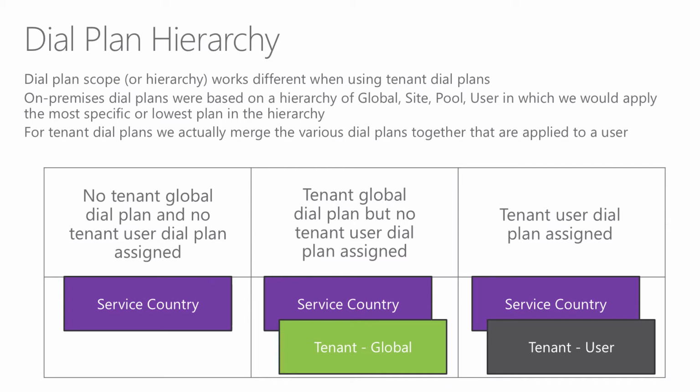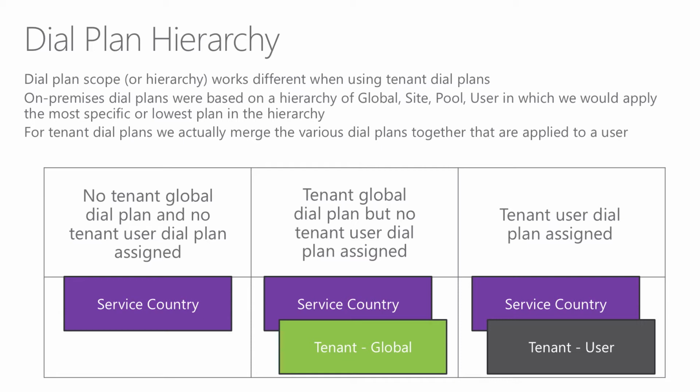The second column shows the situation where we have a tenant global dial plan, but no tenant user dial plan assigned. In this case, we will merge the rules from the service country dial plan together with the tenant global dial plan. And then lastly, on the right-hand side is an example where we have a tenant user dial plan assigned. In this case, we will ignore the tenant global and we will merge together the tenant user dial plan with the service country dial plan to create the effective dial plan for the user.